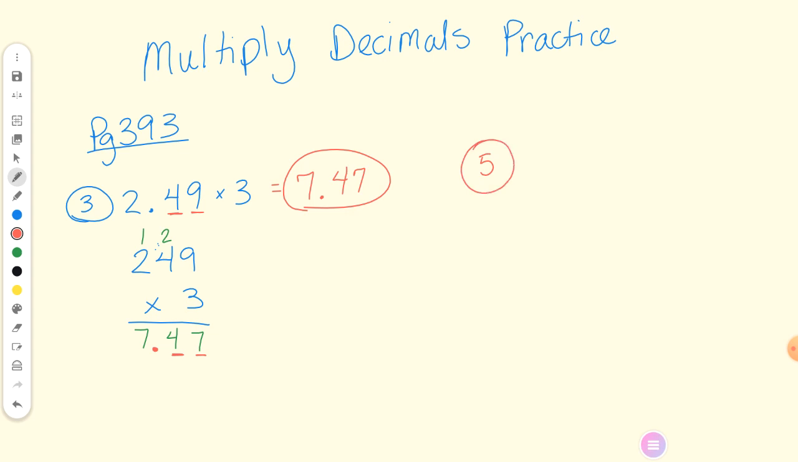This is actually number 5, but I'm going to change it a little bit. 3.4 times 0.7. Brant, what math problem do I need to do? 34 times 7. So I want everybody to work out 34 times 7 any way you would like.